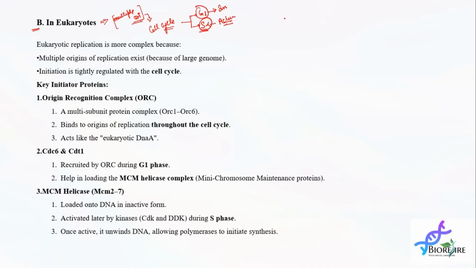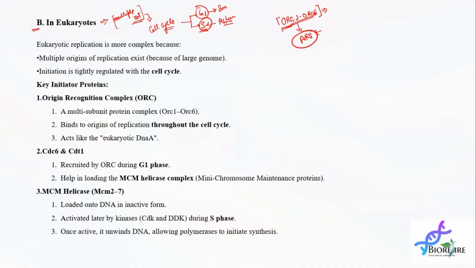Here the ORC protein plays the most important role, ORC1 to ORC6. ORC1 and the ORC region recognize the ARS region. What is the ARS region? This is the origin of replication point, meaning at this point the replication process will start. This ORC protein is similar to DnaA, and DnaA is the initiator protein of prokaryotes.